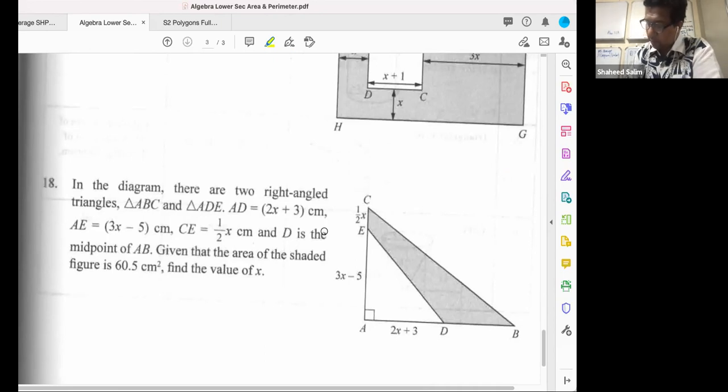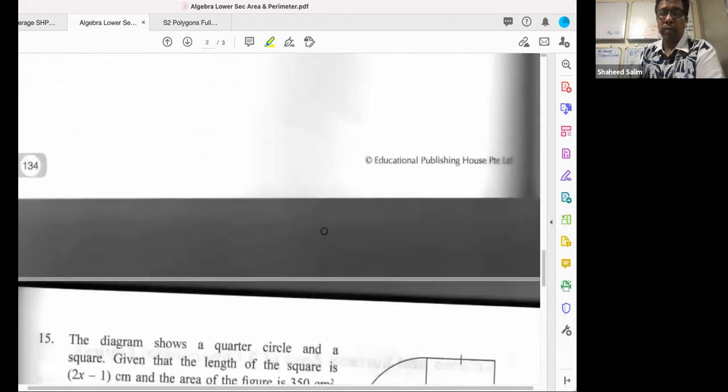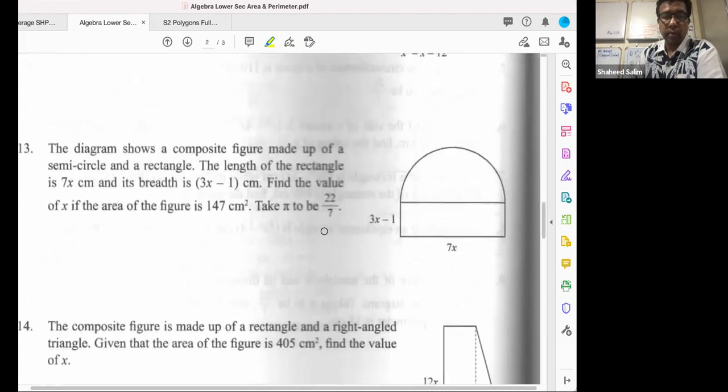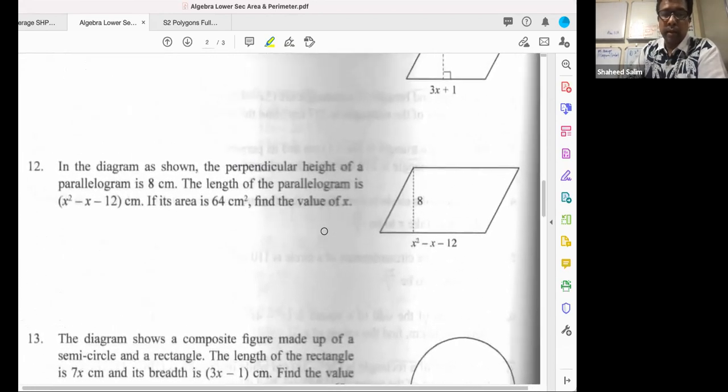Sorry, wait a moment. I don't know what they are going into. Okay, let me just check. What about 13? 13 is so ridiculous. Okay, number 12. Can you try number 12?